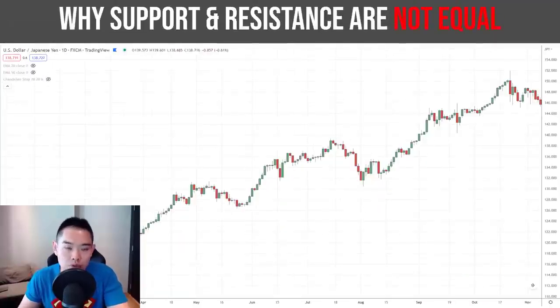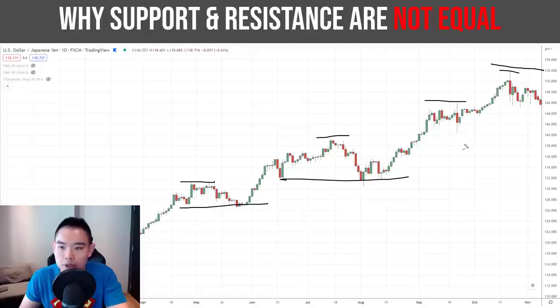So let's say, for example, if you were to draw resistance, this is not how I would usually draw, but just follow along with me for now. Let's say this is resistance, resistance, resistance, okay? And then this is support, support, support. All right, let me ask you, in this market condition, is support stronger or resistance stronger? Let's analyze it step by step. So over here is resistance.